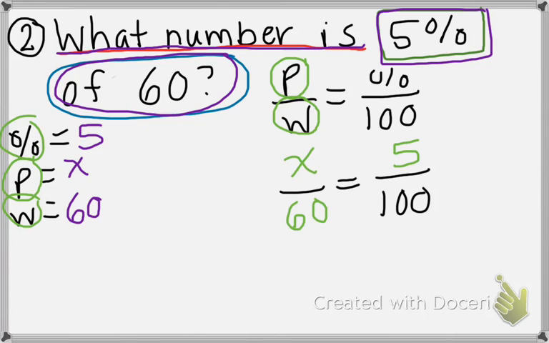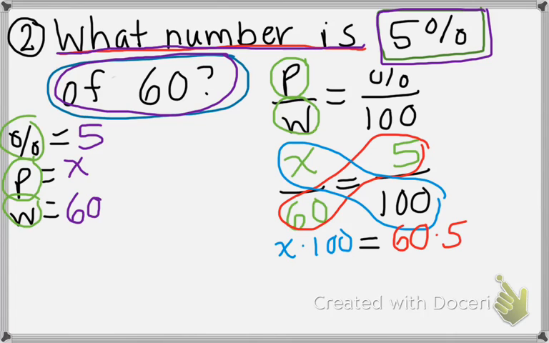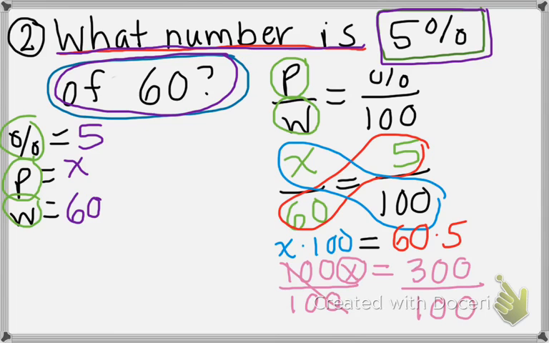Okay, now we just cross multiply. So now we have X times 100 equals 60 times 5. Okay, so we can rewrite X times 100 as just 100X equals, and then 60 times 5, well, 6 times 5 is 30, and then plus one more 0, so 300. Now we need to get X by itself, right? So we have to cancel out that 100 somehow, and the only way we can do that is to divide by 100. Okay, so those cancel. We divide by 100 on the other side as well.